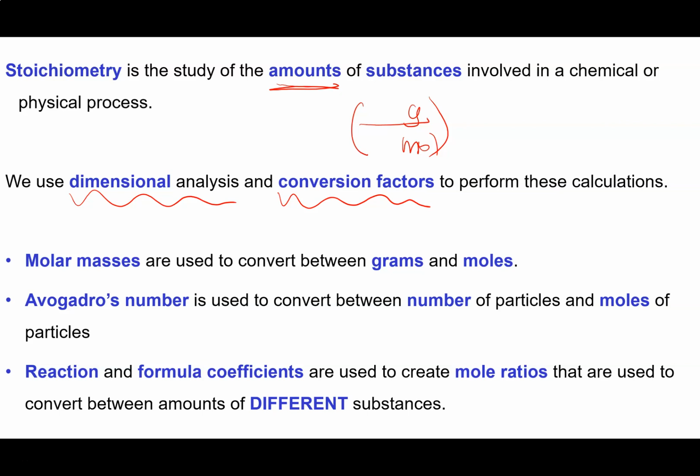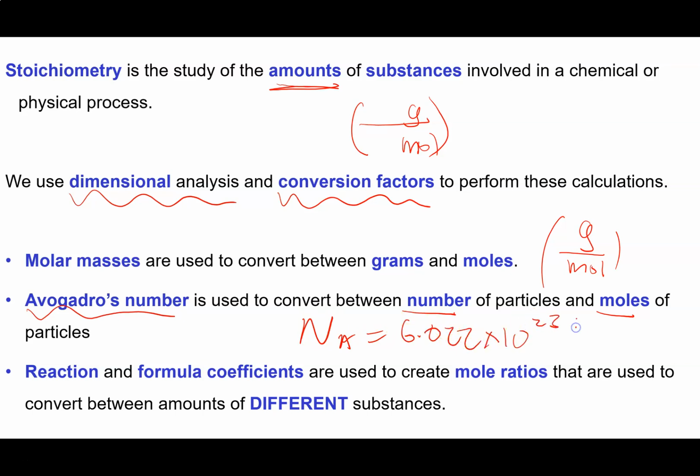We're going to be using molar masses, so this would be grams per mole. And how we calculate a molar mass is by adding together the masses of the atoms that are present in a formula. We're also going to be using Avogadro's number to convert between the number of particles and moles of particles. And Avogadro's number is a constant which you can always look up. And to four significant figures, it's 6.022 by 10 to the 23 particles per 1 mole.